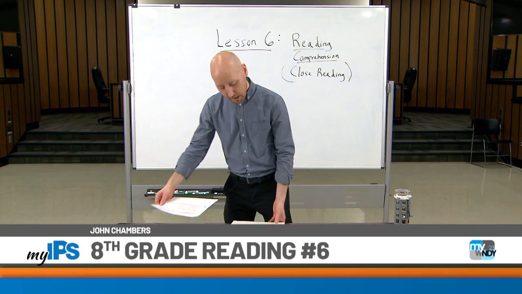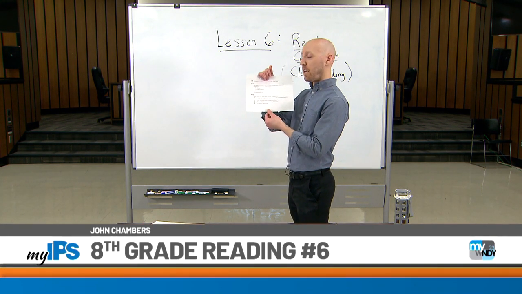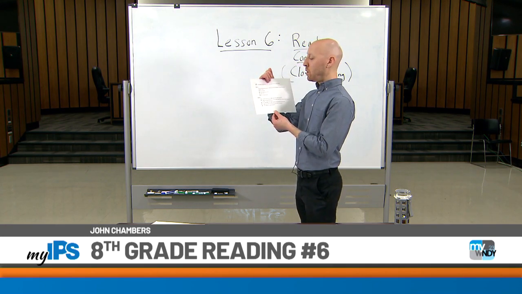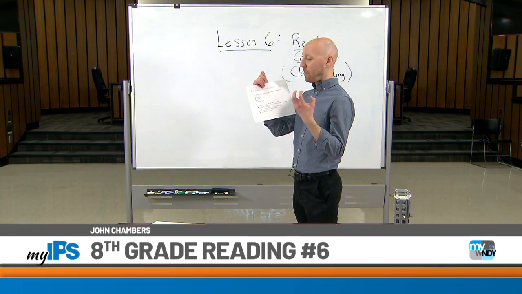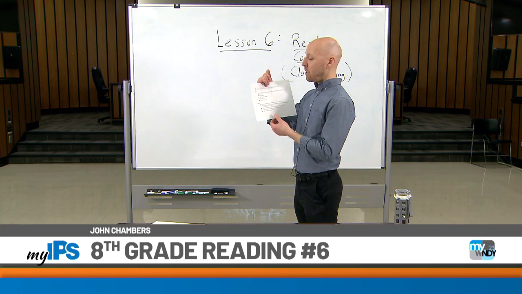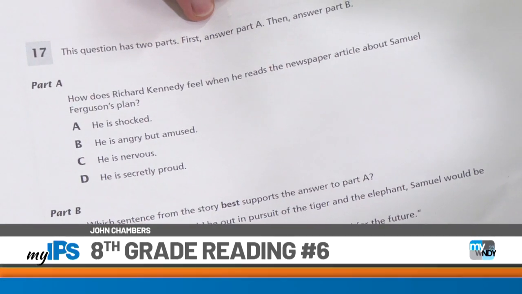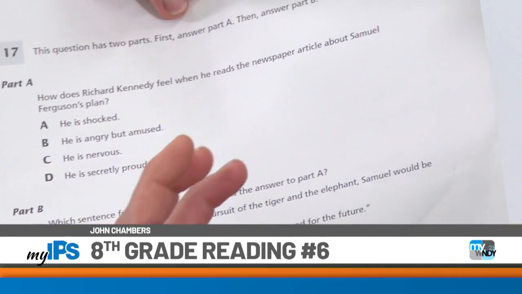So then if we go back to the story, A is he's shocked, which I think we should star, because he seems pretty shocked in that response. B is he is angry but amused. So definitely, the story tells us that he has a wrath later in anger. So he was angry at some points, but he was not amused as far as we could tell. So let's cross out B. C is he's nervous, and we also didn't get any indication of that.